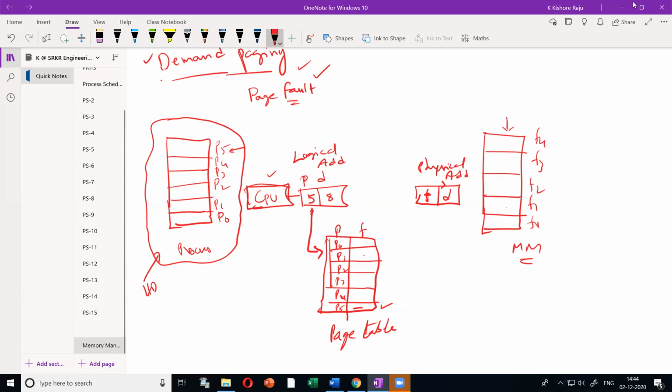Sanjay, please try to understand the concept. Initially all the frames are free, I am telling you, and the CPU is requesting page 5. Is page 5 available in these free frames?